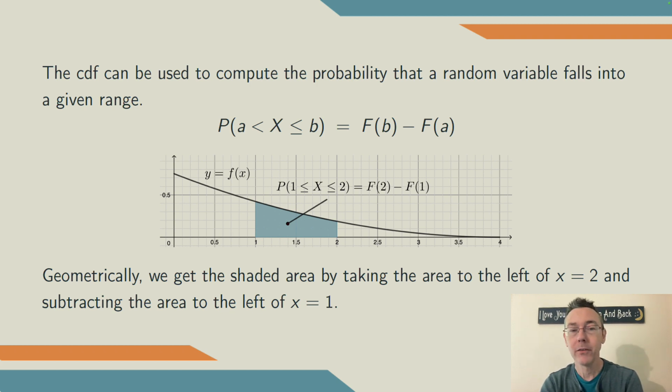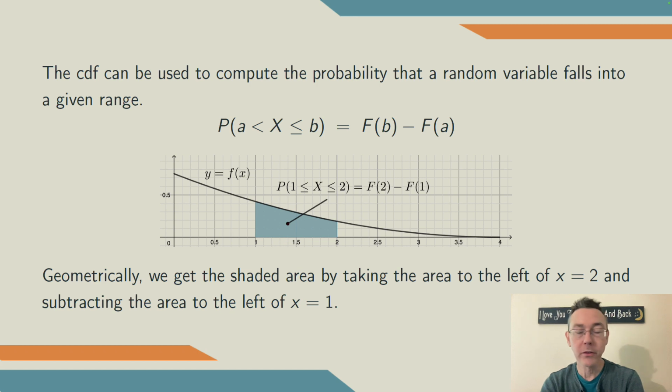The reason we are so focused on the CDF when computing probabilities of continuous random variables is that we can use it to compute the probability that the random variable falls into any given range that we're interested in. So to find the probability that x is between a and b, we take big F of b and we subtract off big F of a. So the cumulative probability at b minus the cumulative probability at a.